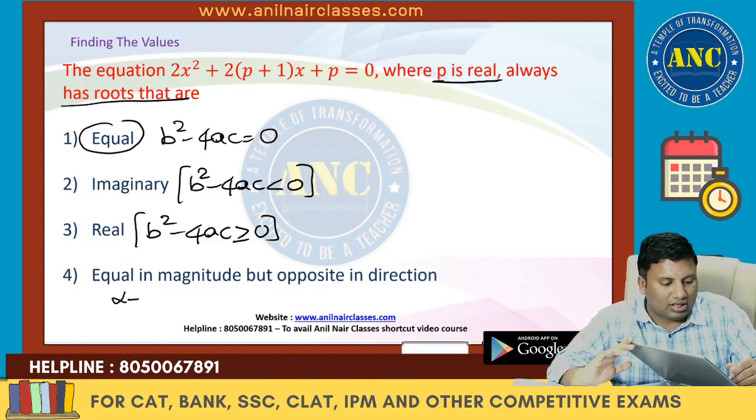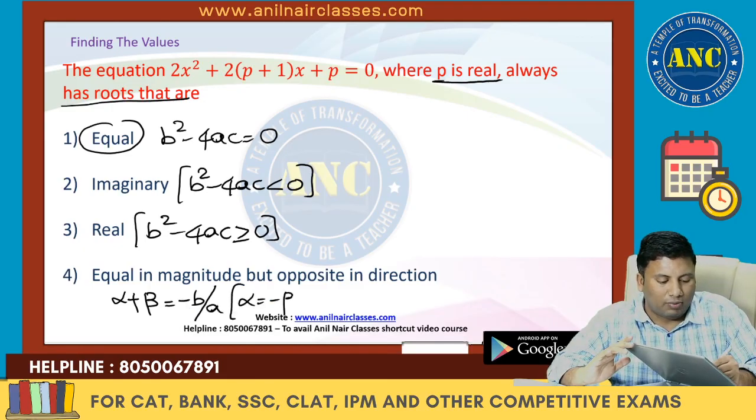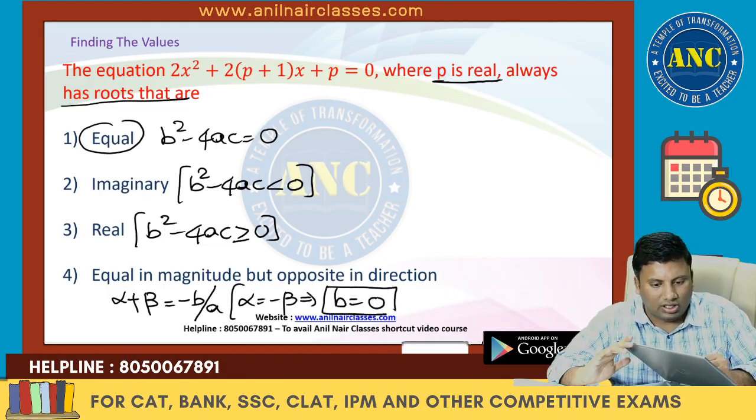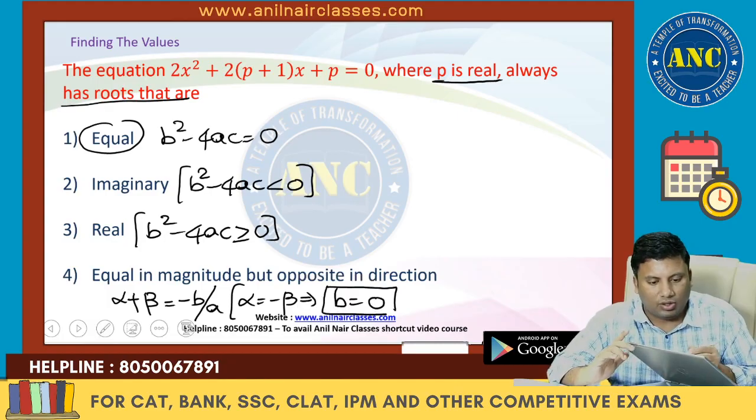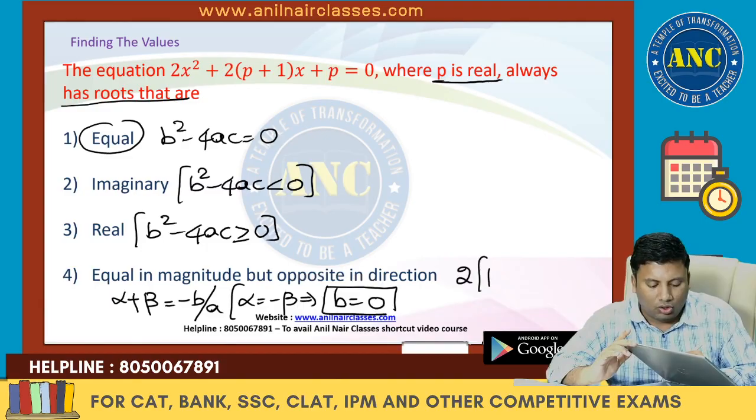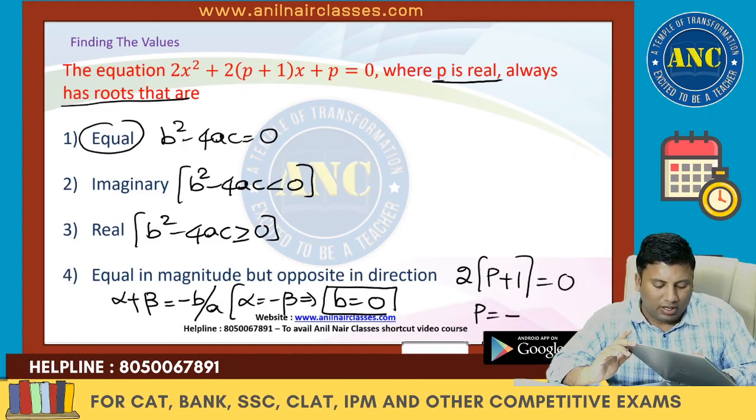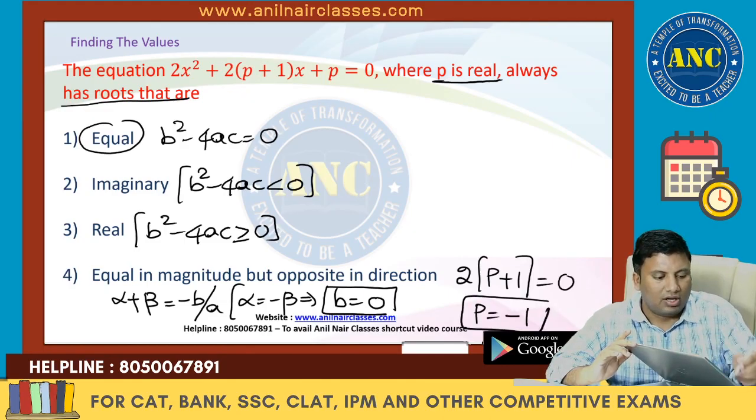Equal in magnitude or opposite in sign. So this is nothing but alpha plus beta equivalent to minus b by a. Alpha equivalent to minus beta. That means b should be equivalent to 0. That means 2 into (p plus 1) is equivalent to 0. P is nothing but minus 1. Fourth one, p is nothing but minus 1.